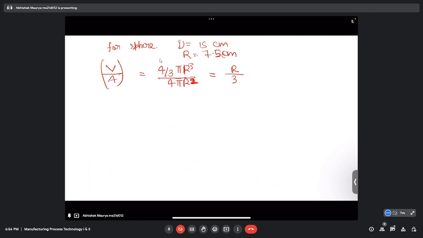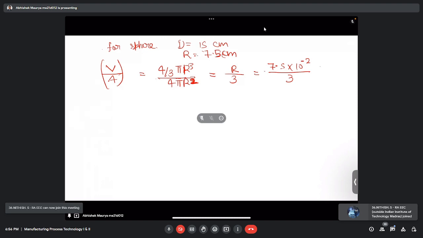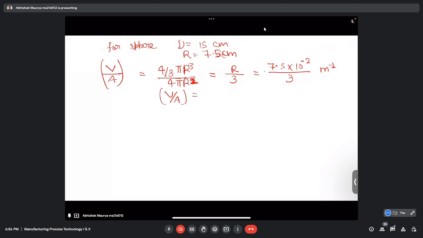Now we will substitute the value of r. We will get the V by A ratio as 7.5 into 10 to the power minus 2, and I am converting it into meters. This is the volume by area ratio.